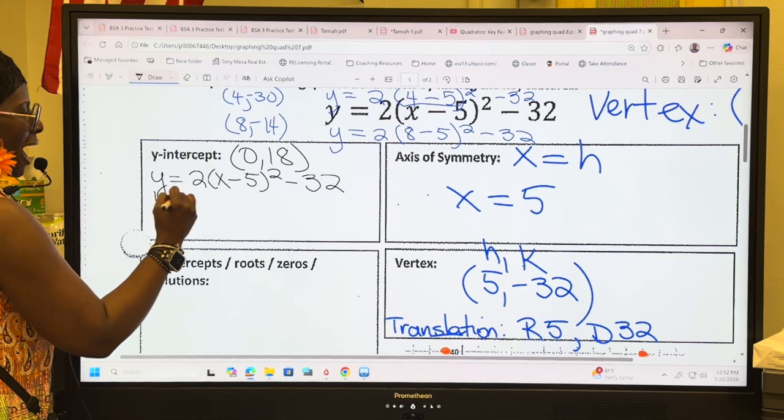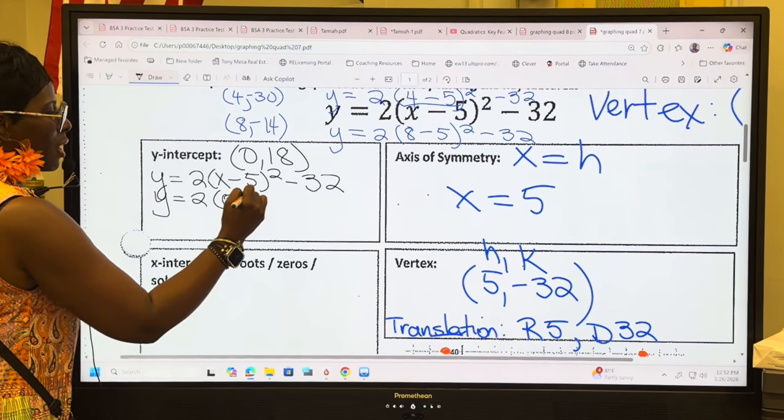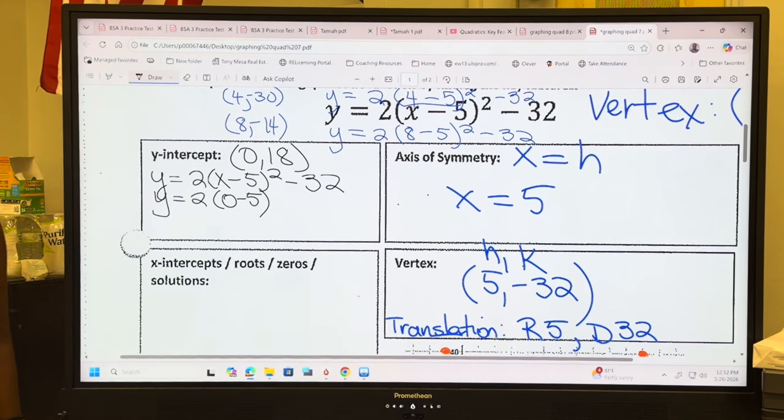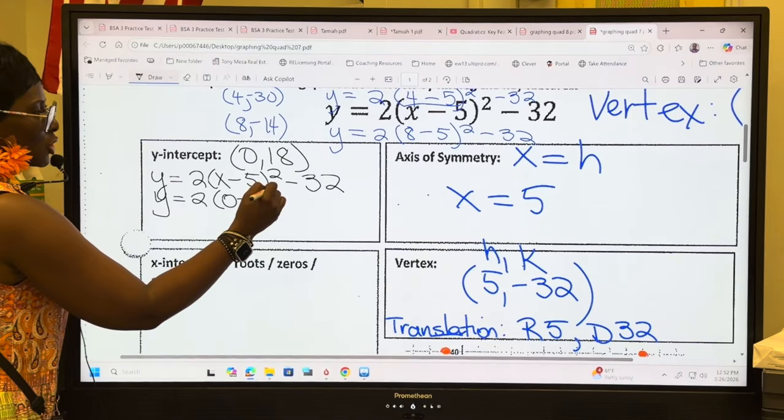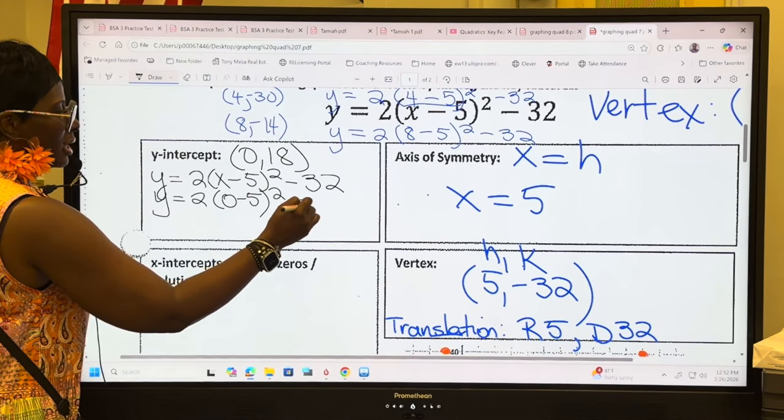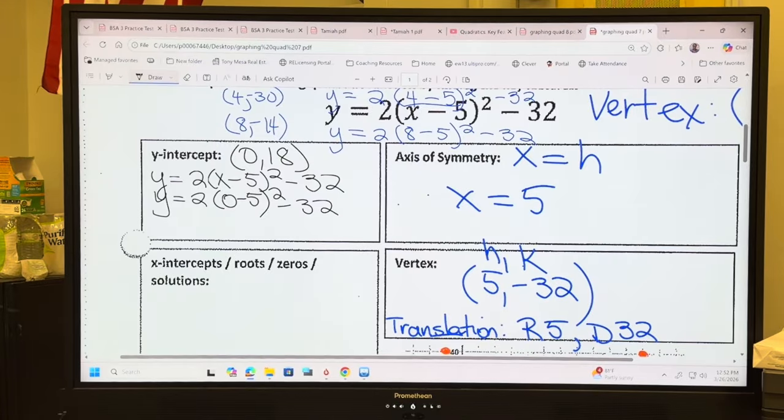So now I got y equals 2 times 0 minus 5, squared, minus 32. Why did I put a 0 in there? Because I'm trying to find the y-intercept, right? To find the y-intercept, you substitute a 0 for the x. Squared, don't forget that part, minus 32. Y'all with me? This part shouldn't even be hard.